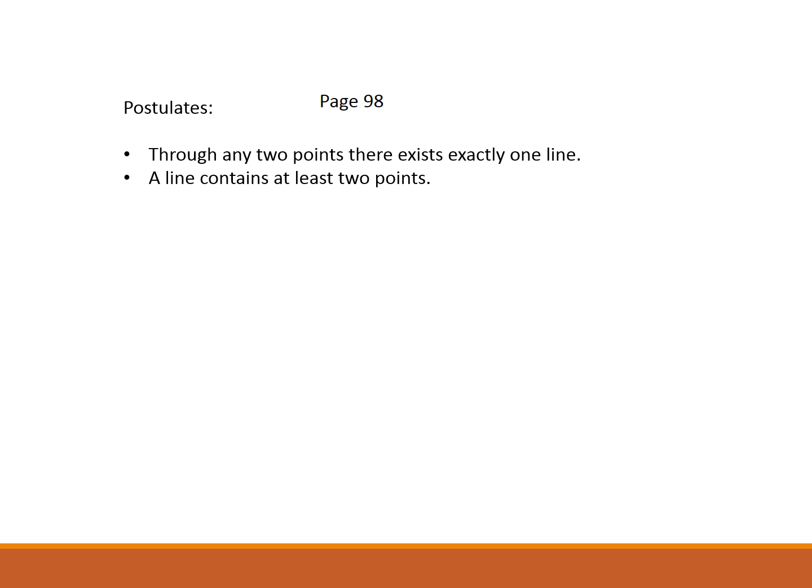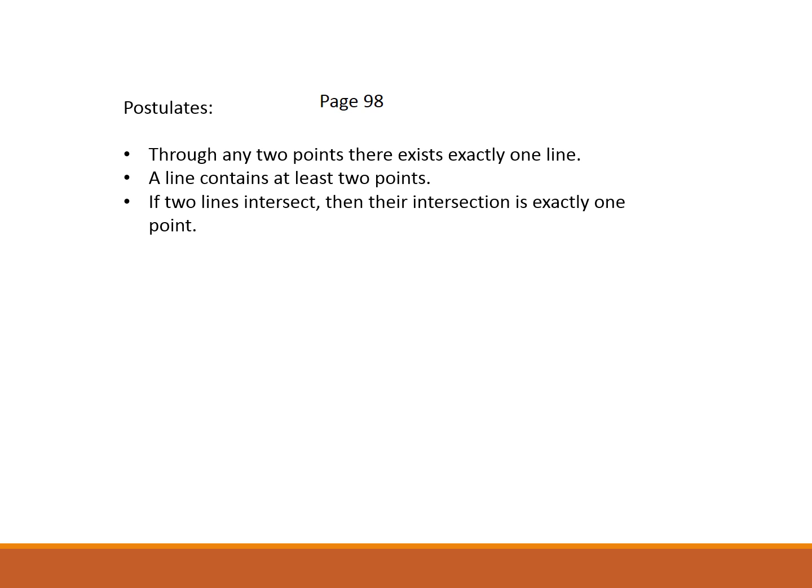Our second postulate. A line contains at least 2 points. Notice it's very similar to the last one. The last one, though, we started with 2 points. Then we got a line. This one, we have a line, and from that line we know there are 2 points at least.